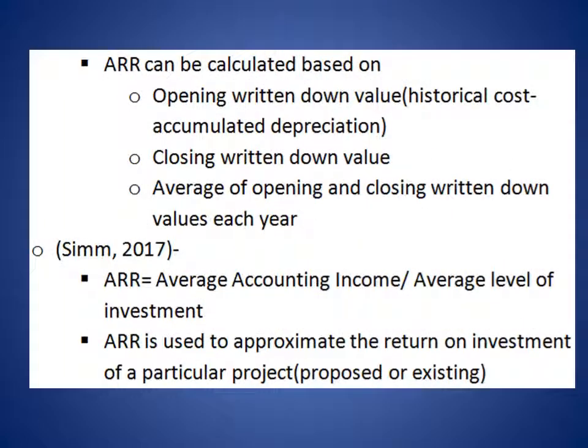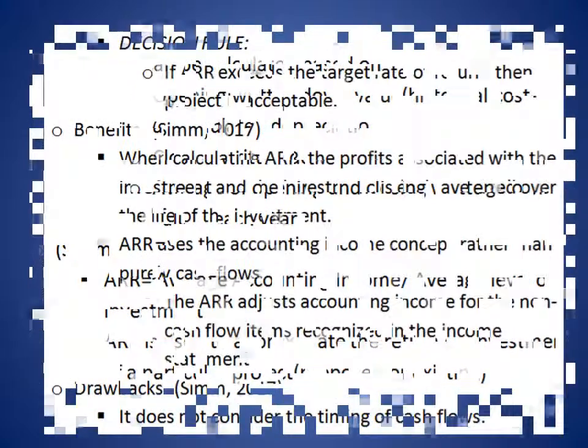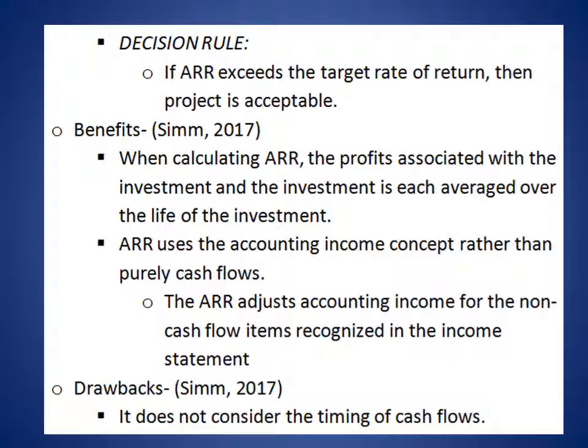ARR can be calculated based on opening written down value, that is the historical cost minus the accumulated depreciation, then using closing written down value, and using the average of opening and closing written down values each year. According to SIM 2017, ARR is equal to the average accounting income divided by the average level of investment, and this is used to approximate the return on investment of a particular project, proposed or existing. Considering the decision rule of ARR, if ARR exceeds the target rate of return, then the project is acceptable.